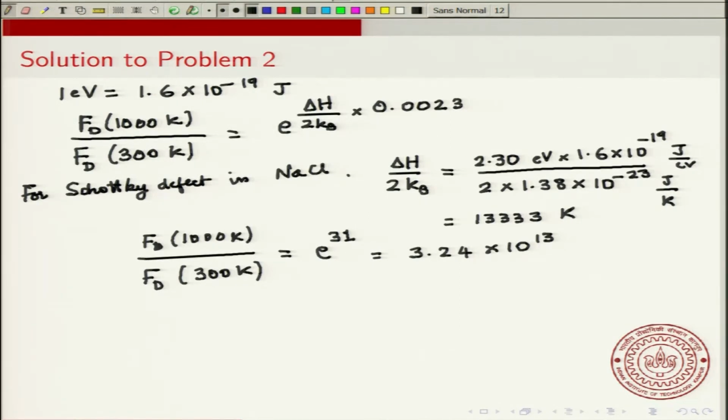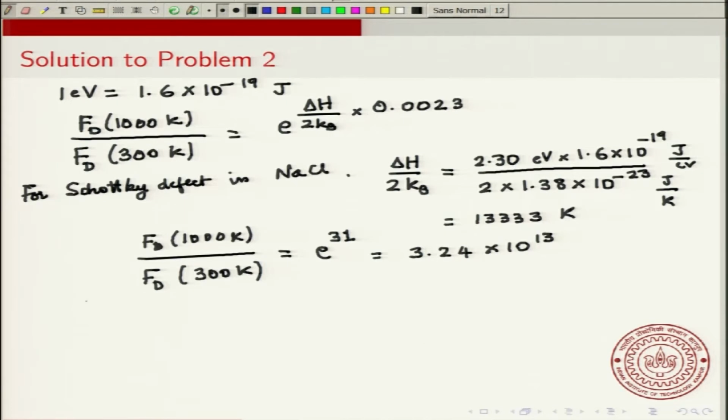But actually this 2.30 electron volt is a fairly large energy. So at 300 Kelvin you do not have too many defects in the first place. However, if you go to 1000 K, then you have enormously, 10 raised to 13 times as many defects as you had at 300 Kelvin.